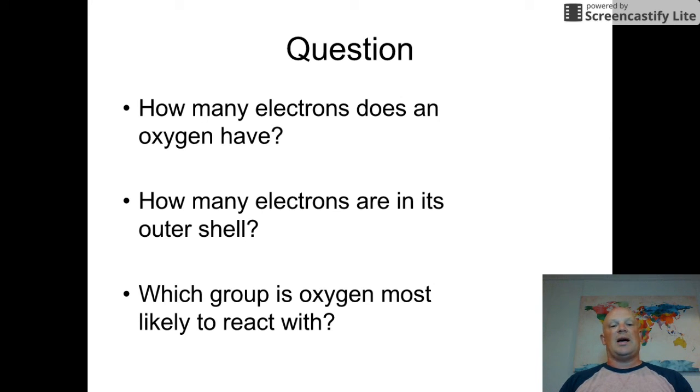Which group is oxygen most likely to react with? So you have to find what group it's in, how many electrons are on its outer shell, and then which group has the number of valence electrons that could add together with oxygen to make 8 on that outer shell. If you're confused by that, make sure you're asking questions and pausing. Take a minute, go ahead, pause the video, figure out the answers to those questions before you go on.